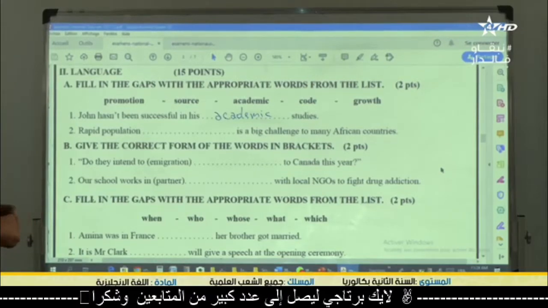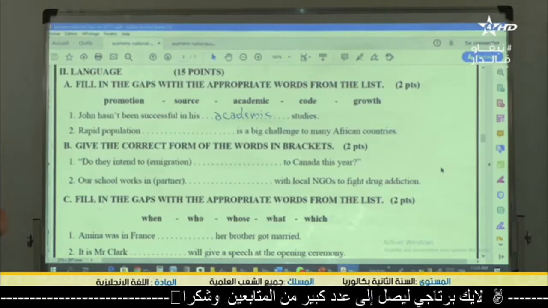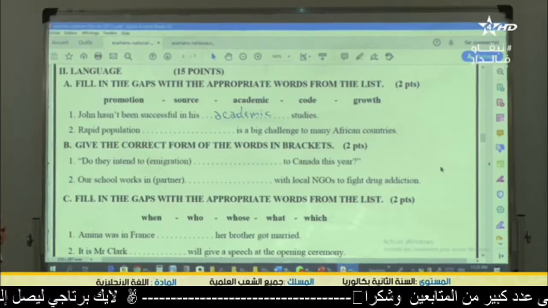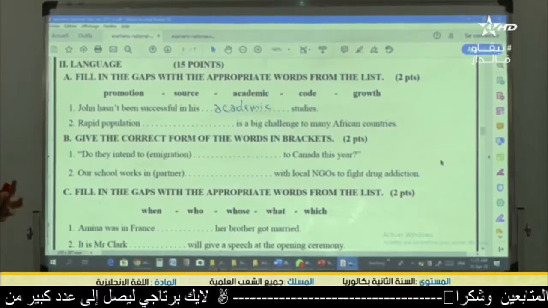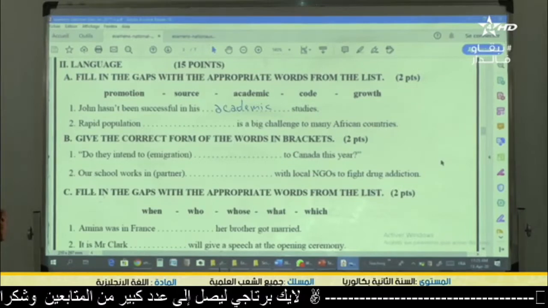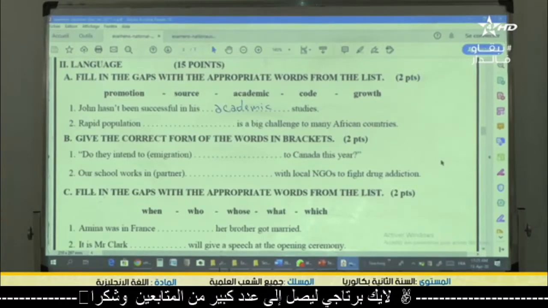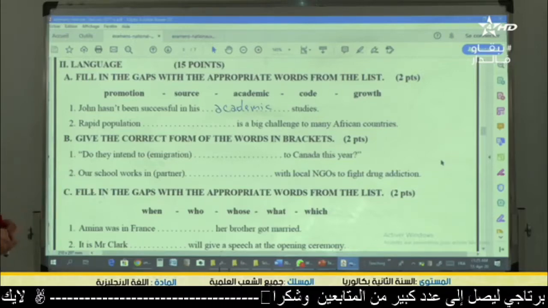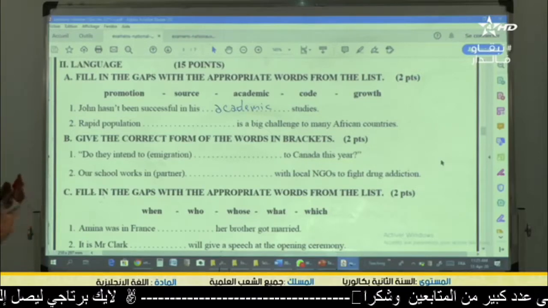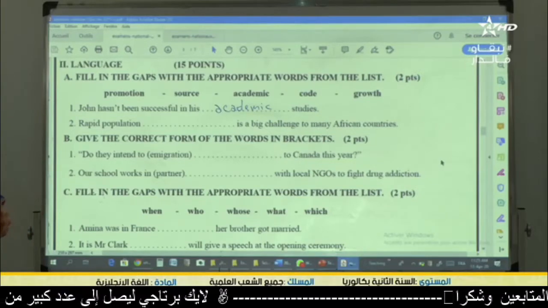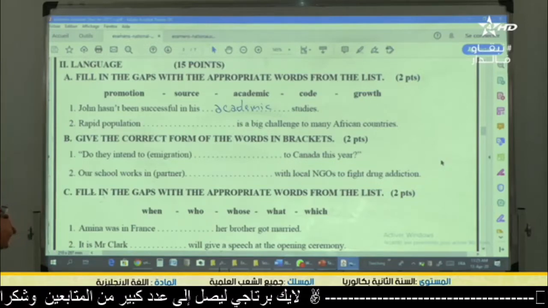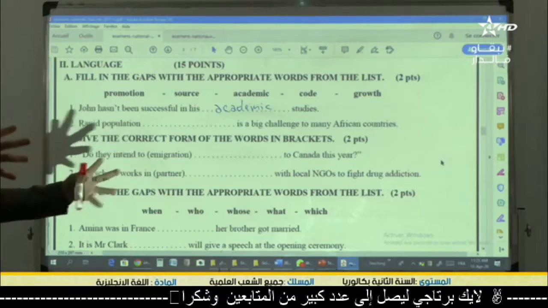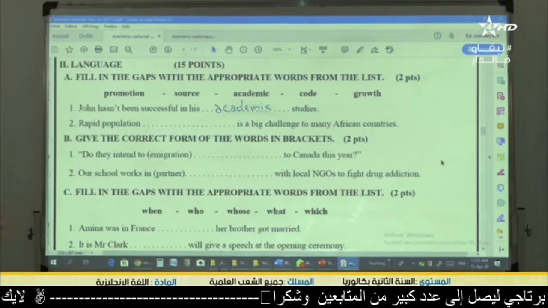Number 2, rapid population is a big challenge to many African countries. I repeat, rapid population is a big challenge to many African countries. The population is the number of people living in a city or in a country. So the rapid population, what? Is it promotion, source, code, or growth? Here we're talking about countries.